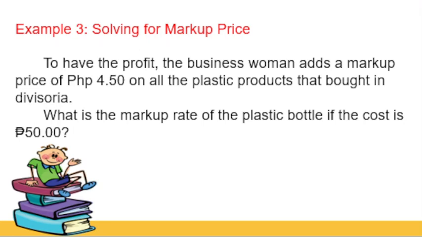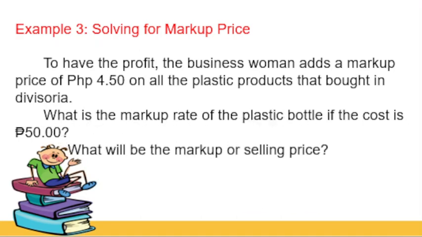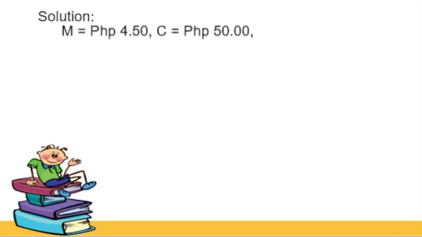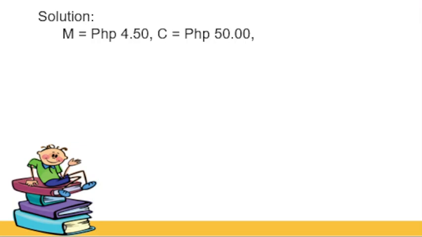So this time, it's because you add already the 4 pesos and 50 cents. So what is the markup rate? So we're looking for the markup rate. So that is equal to the markup is 4 pesos and 50 cents and the cost is 50 pesos. And we are looking for the markup rate and the selling price. How much will it be now?